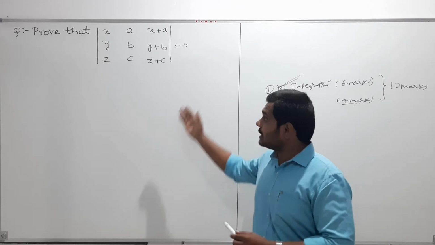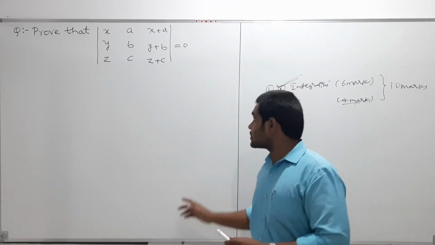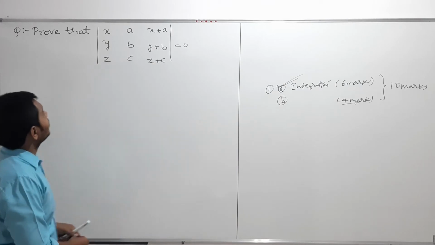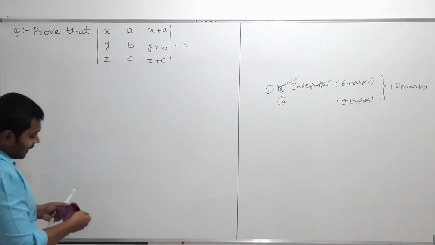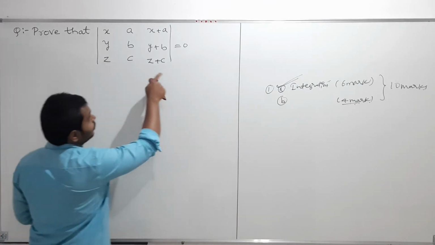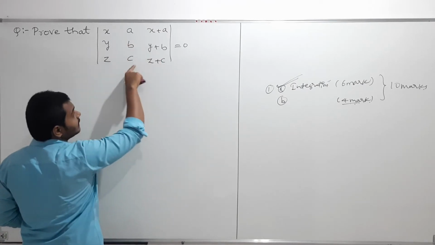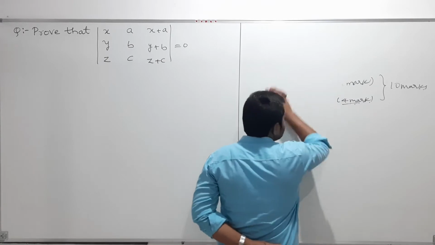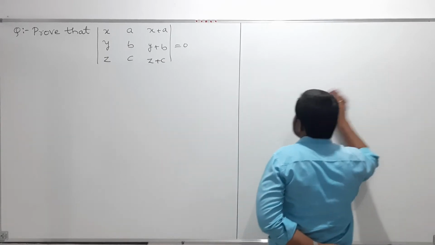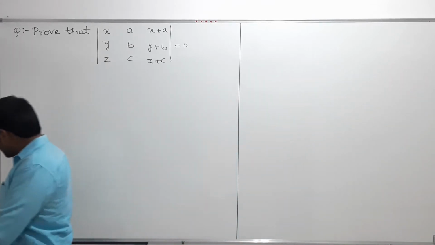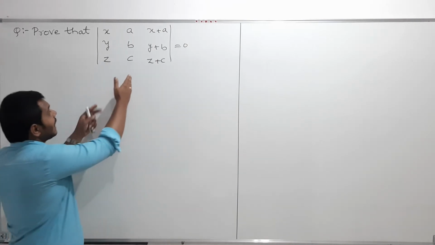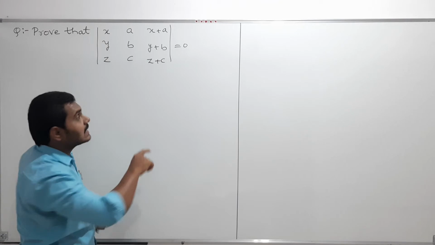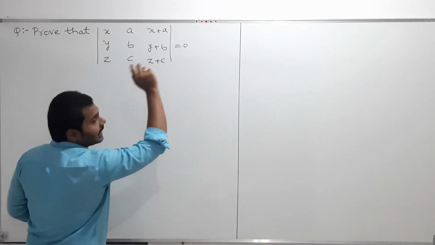Now I will solve this question, my dear students. What is the question given to you? Prove that, one determinant is given to you. We should show that this determinant value is equal to 0. Clear? To prove this, first I will consider the LHS. Please remember, my dear students, this part I call the LHS and this part I call the RHS. Left hand side, right hand side.